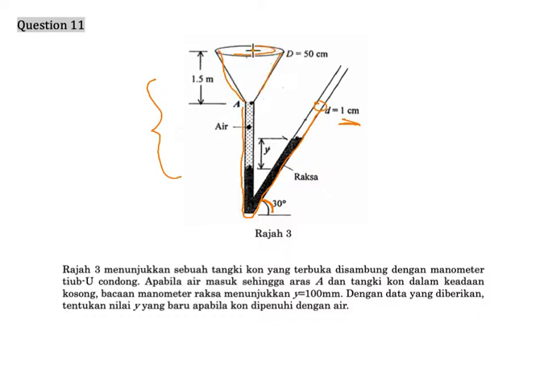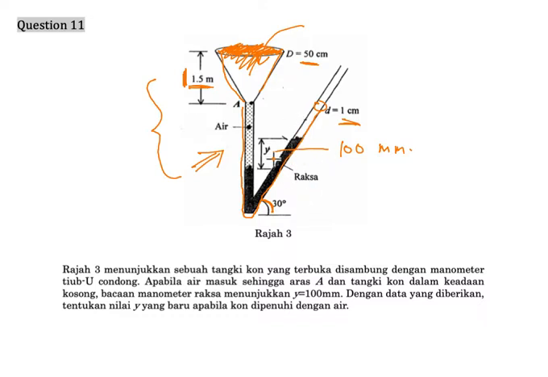The diameter of this funnel is equal to 50 centimeter as shown here, and the height of this one is 1.5 meter. So the question is, in this situation the value of y here is equal to 100 millimeter. Then we add more water in this funnel until the water level is at this level, and we need to calculate what is the new value of y.